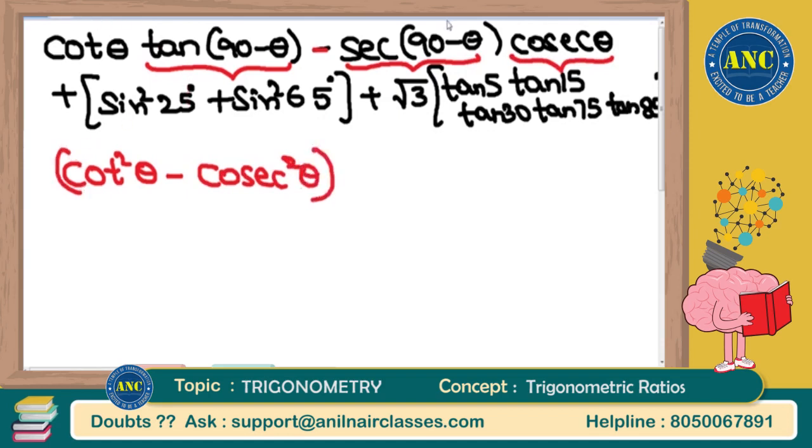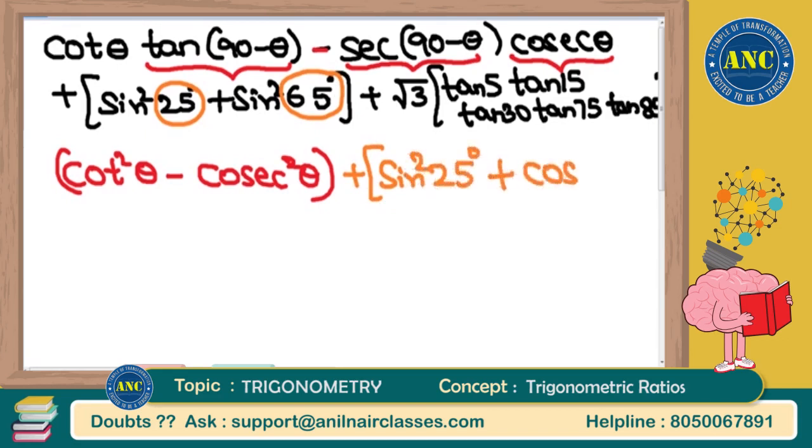Now I also told you another thing. Can I say that this is 25, this is 65, and this 65 is nothing but 90 minus 25? I am just writing step by step for your understanding, which you can eliminate in your examination hall. So this is sine of 90 minus 25, which is cos 25. Cos 25 in square is cos square 25, right?